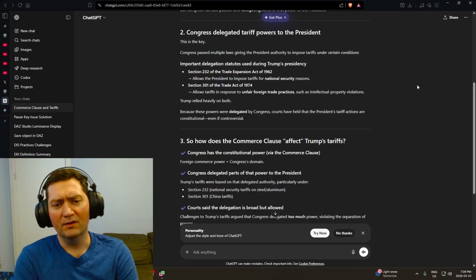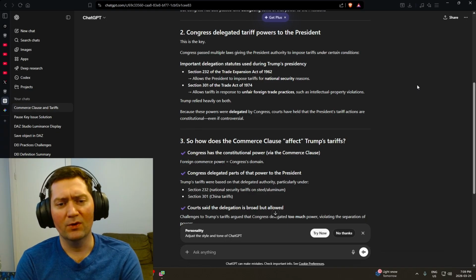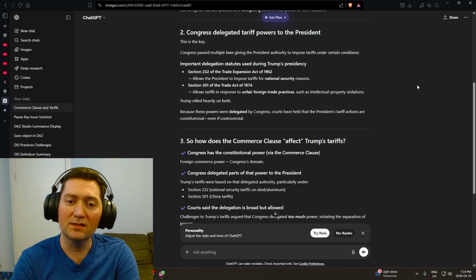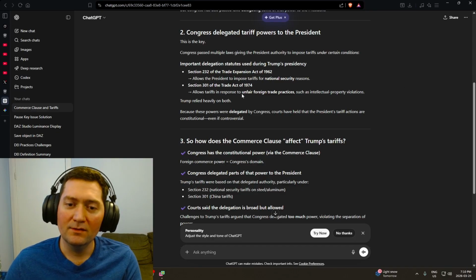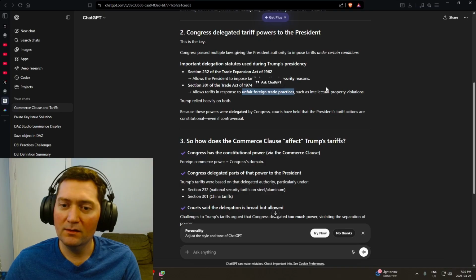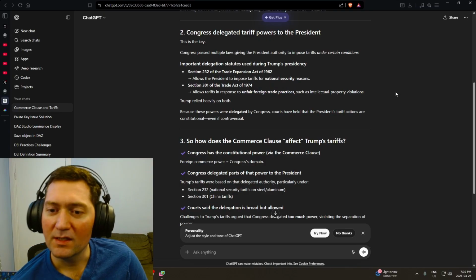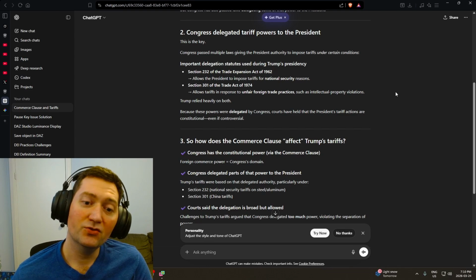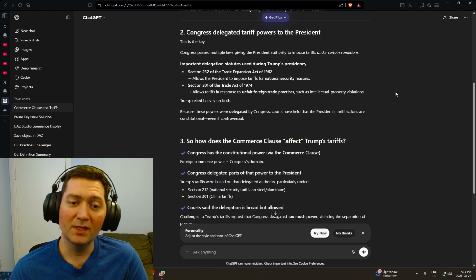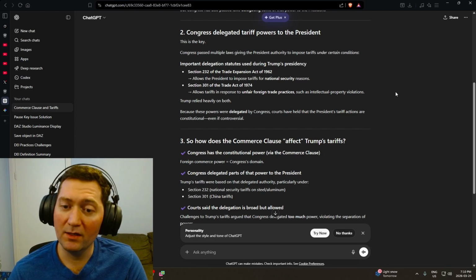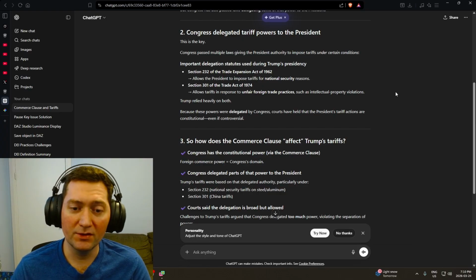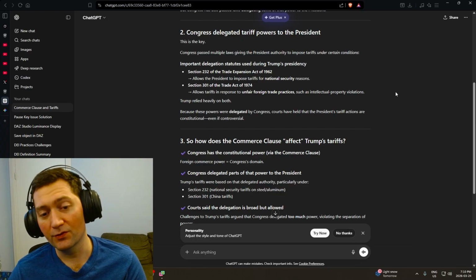Section 301 of the Trade Act of 1974 allows tariffs in response to unfair foreign trade practices. I think I've heard that said a lot, such as intellectual property violations. Trump relies heavily on both. Because these powers were delegated by Congress, courts have held that the president's tariff actions are constitutional, even if controversial.